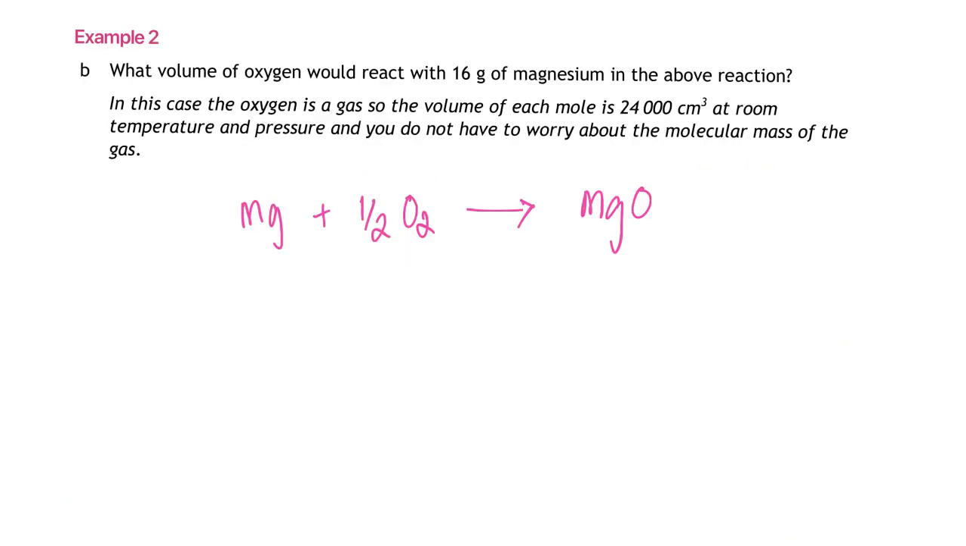All right, part B of this question is asking, what volume of oxygen would react with 16 grams of magnesium in the above reaction, right? And in this case, oxygen, so this is giving us details that each mole of a gas is 24,000 centimeter cube at RTP. So it's just giving us a hint. But take a look at this question. Before reading it, I was already intimidated by it, right?